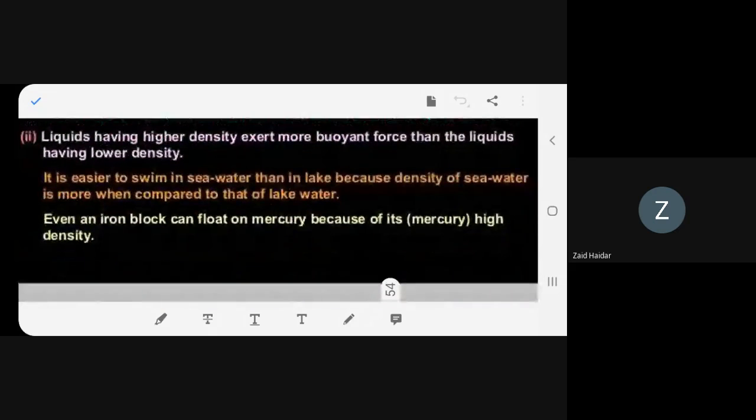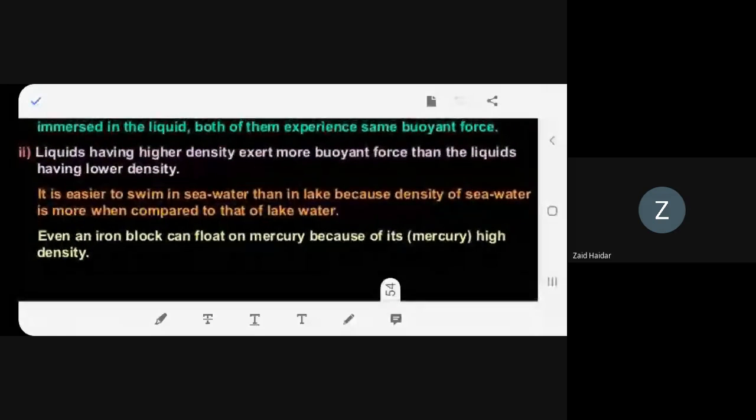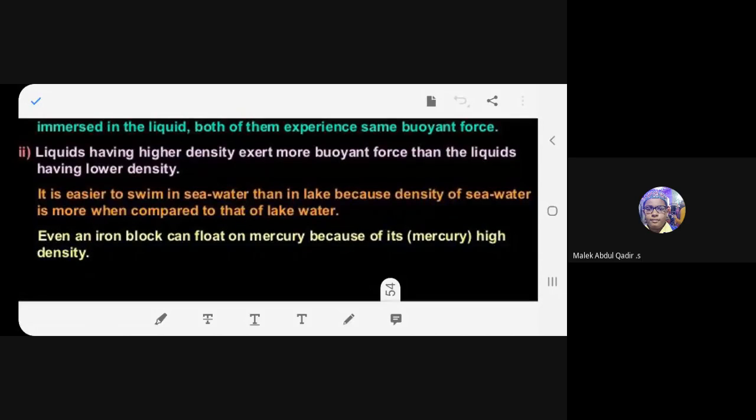Liquids having higher density exert more buoyant force than liquids having lower density. It is easier to swim in seawater than in a lake because the density of seawater is more when compared to that of lake water. Even an iron block can float on mercury because of its high density.